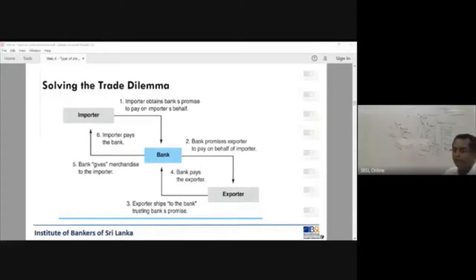Okay. Right? What happened? What I said initially was we have the bank, we have the importer, and we have the exporter. Right? The importer contacts the exporter to find out whether he is selling basmati. He wants to import basmati.